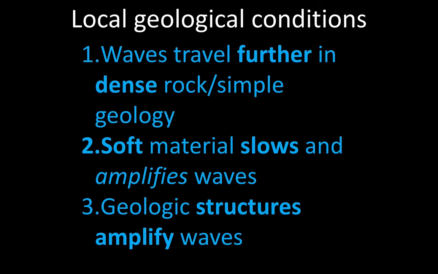Now let's talk about the actual rock type itself. So if you were in two different spots, both of which are actually receiving exactly the same amount of seismic energy, if you're standing on top of one rock type versus another, you are going to experience that seismic energy differently. And the reason for that is that soft material is going to slow the waves. The geologic material I'm talking about here is, say, gravel versus solid basalt rock. This is going to slow it down, and it's going to cause those waves to build up and amplify.